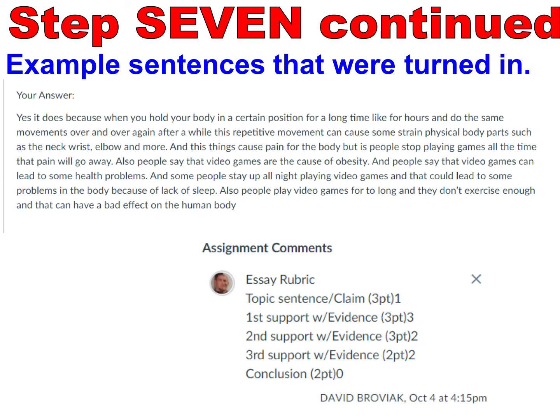Yes, it does what? Yes, it does collect owls on the weekend. Yes, it does chase monkeys through the forest. Yes, it does. Doesn't tell me what it is you're talking about. Then it goes on to say you hold your body. So that was our issue on that one.